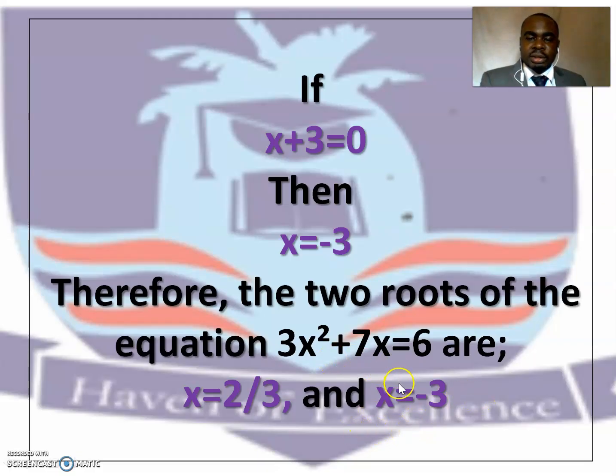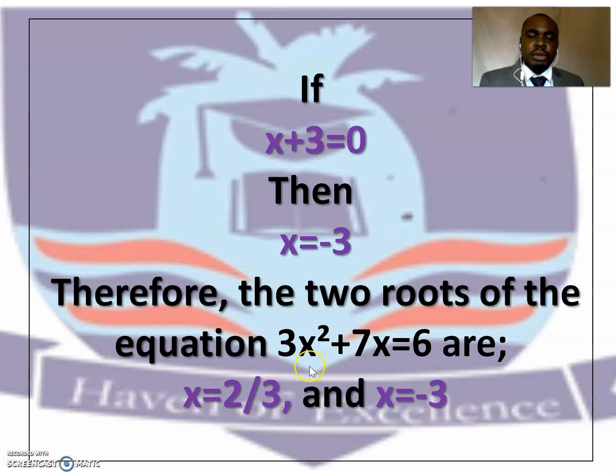We are going to test this. We are going to put two values for x to find out if it's going to be true. However, for the sake of time, I'm only going to use one of these values. I expect you to test using 2 over 3, x being equal to 2 over 3, while I test using x equal to minus 3.